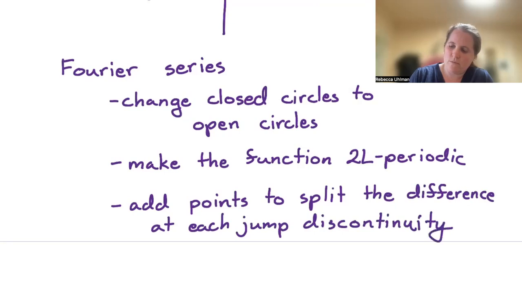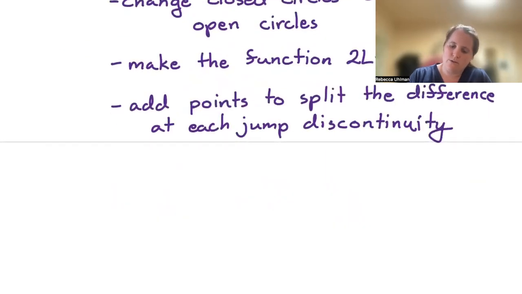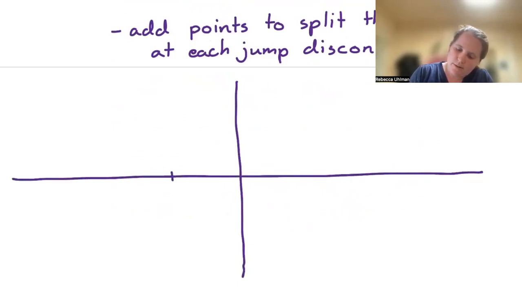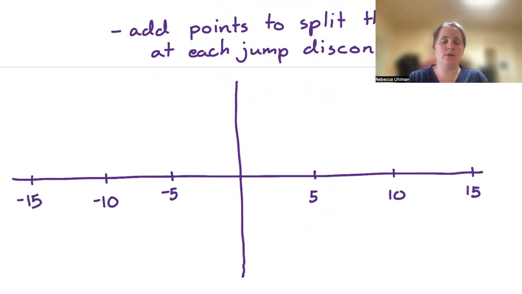So again, redrawing my original function. I'm going to extend much further out now. I'm going to go all the way out to 15 on the right and out to negative 15 on the left. This way I can show multiple periods of our Fourier series.